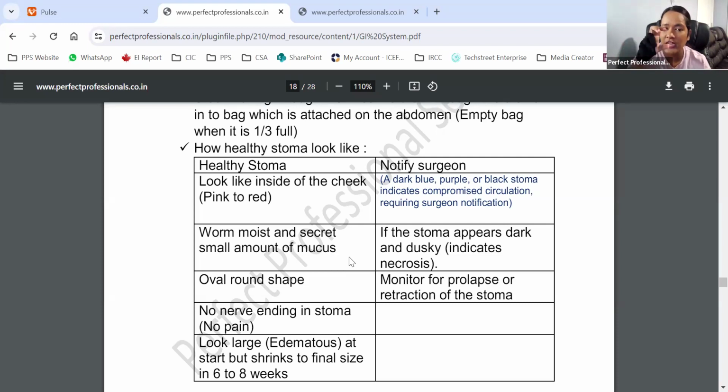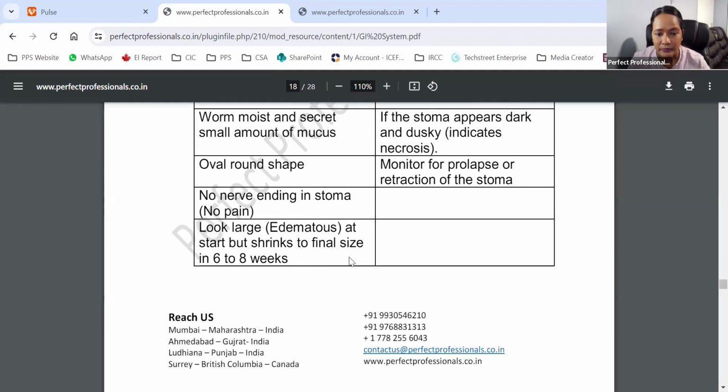Sometimes it comes out more than it should be outside. That's called a prolapse of the stoma. Sometimes it is less outside than it should be, more towards the inside. That's a retracted stoma. So that also we have to inform to the doctor. Okay.